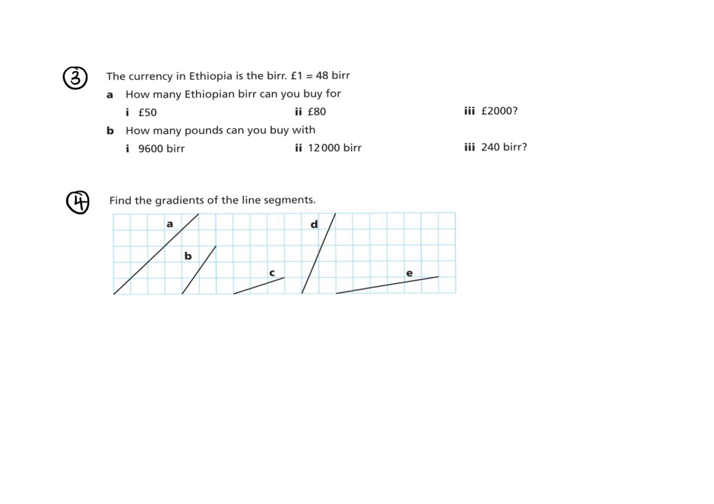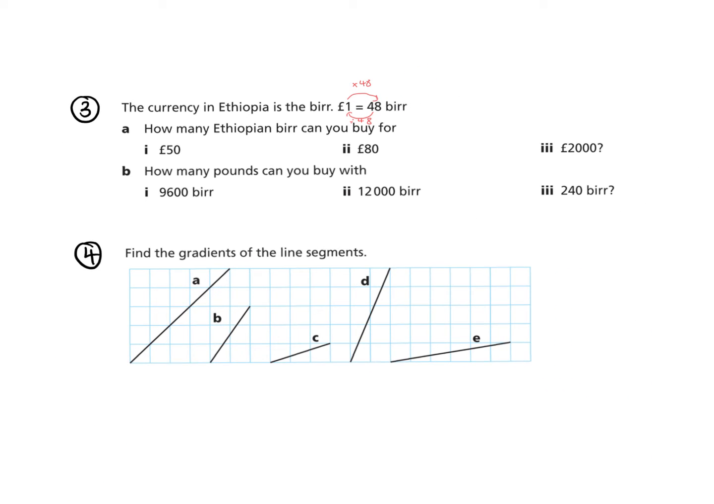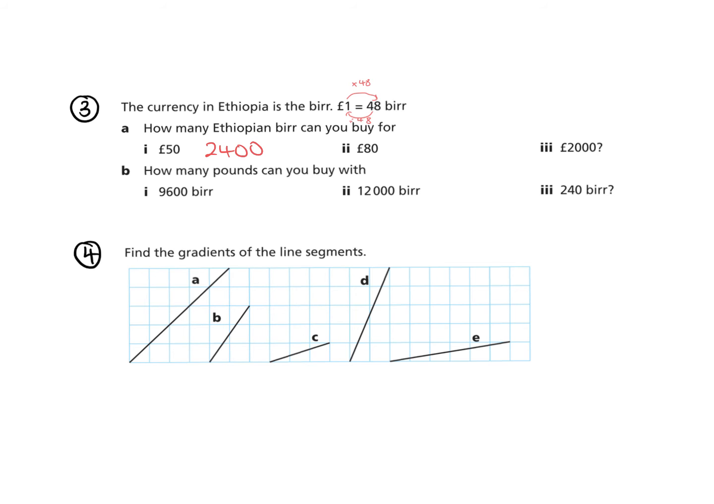Okay, question 3 then is the currency in Ethiopia is the birr, so £1 is 48 birr. So remember we said if we're converting pounds to birr, we times by 48, and if we're converting the other way, we divide by 48. So for the first one, how many birr can you buy for £50? So I'll do 50 times 48. That gives me 2,400. Next one I'll do 80 times 48. That gives me 3,840. And the last one's 2,000 times 48, which is 96,000 for that one.